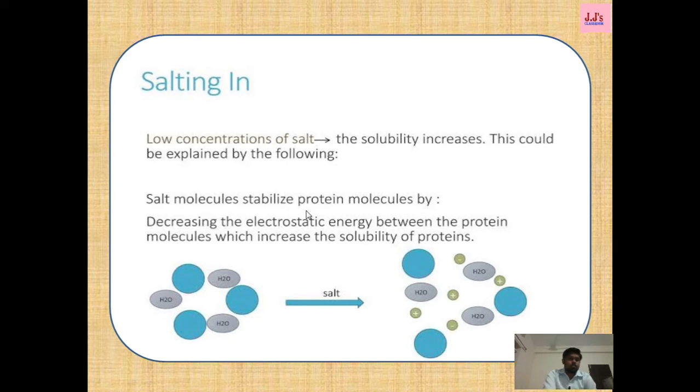Salt molecules stabilize the protein molecules. That is the process of decreasing the electrostatic energy between the protein molecules, which increases the solubility of protein in water. That is the process of salting in.